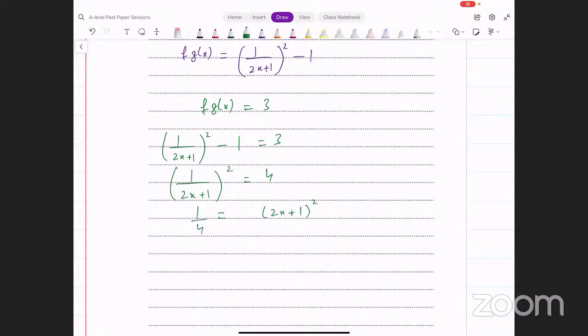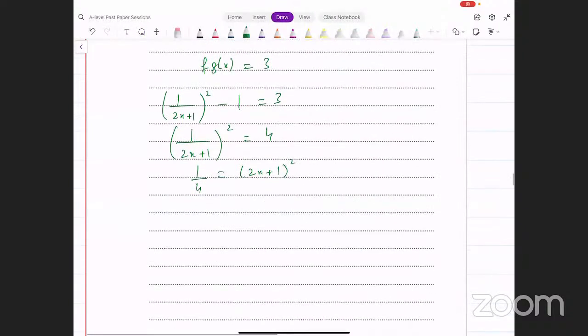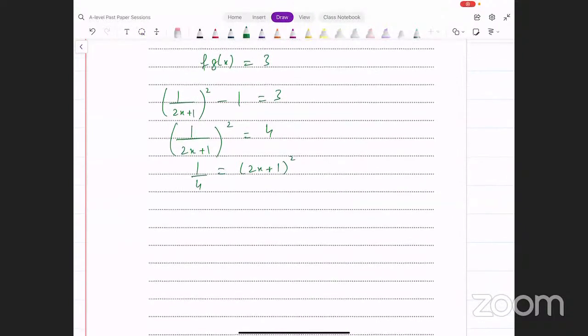Now you've got this. You could either expand this (2x plus 1) whole square and then solve it as a quadratic. That's something you could do, but it's going to be much quicker to just take the square root on both sides rather than expanding and then using factorization or the quadratic formula. So simply take the square root of both sides. When you take the square root, remember you will always get plus minus.